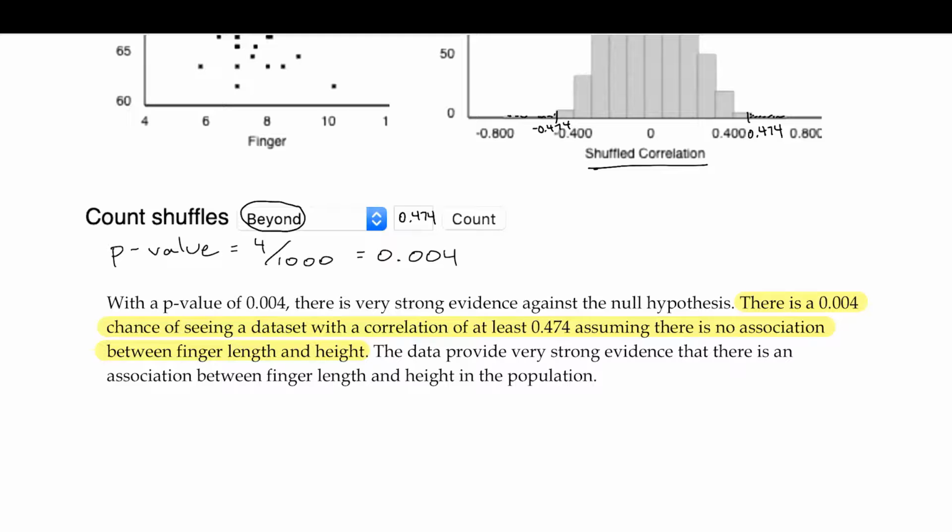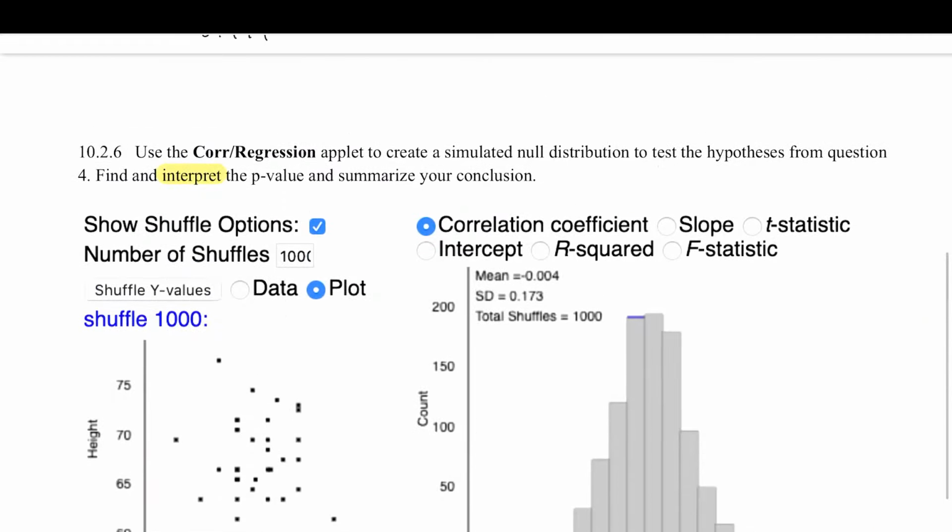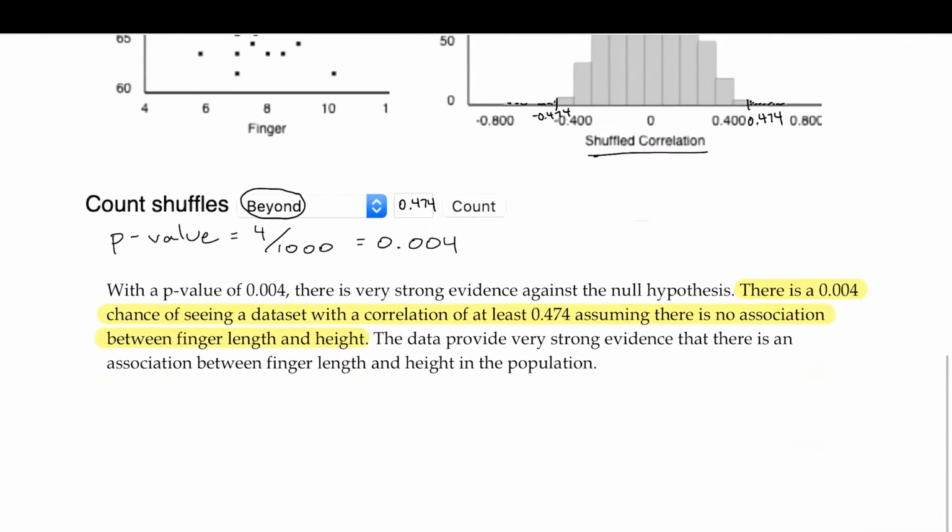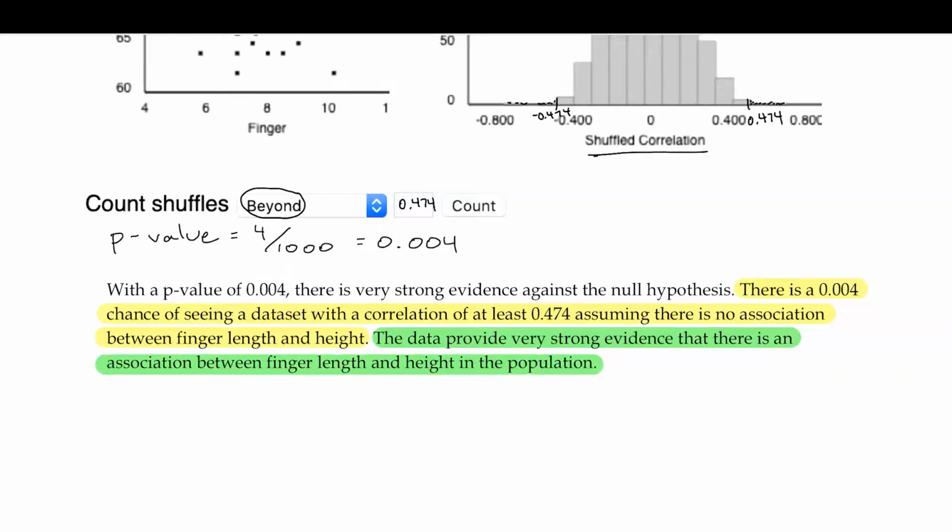Now, we could state our strength of evidence against the null hypothesis first. That's what I did. But then we can also summarize the conclusion, right? So in yellow, I interpreted the p-value. And then in green, to summarize the conclusion, that's the last sentence. The data provide very strong evidence that there's an association between finger length and height in the population. So again, this is specific to this scenario about finger length and height.